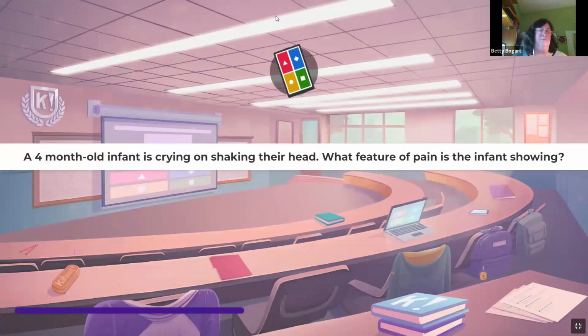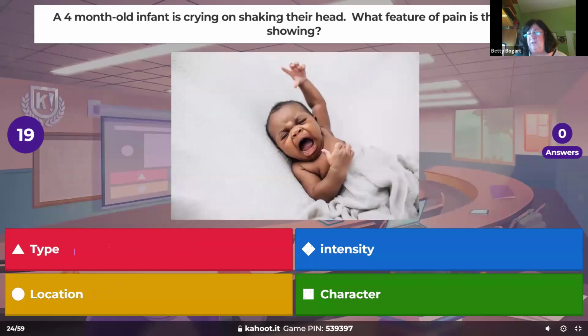A 4-month-old infant is crying and shaking their head. What feature of pain is this infant showing?